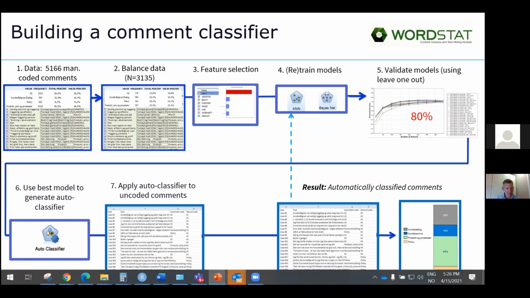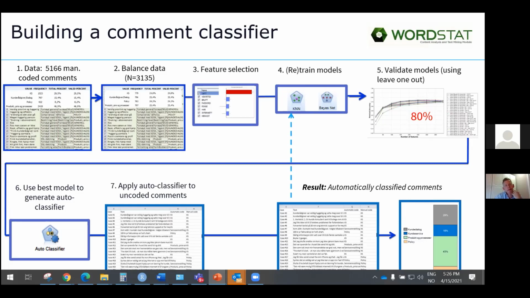So let's try this. If we start in the upper left corner, number 1, you see the data that I just talked about. So that's about 5,000 pre-coded messages, pre-coded according to those 4 categories. The first step that we make is to balance the data, because we want to have an equal amount of messages for each category.